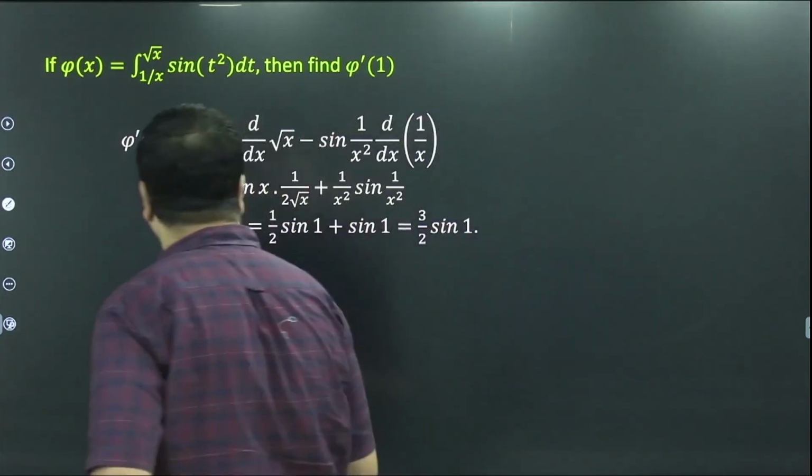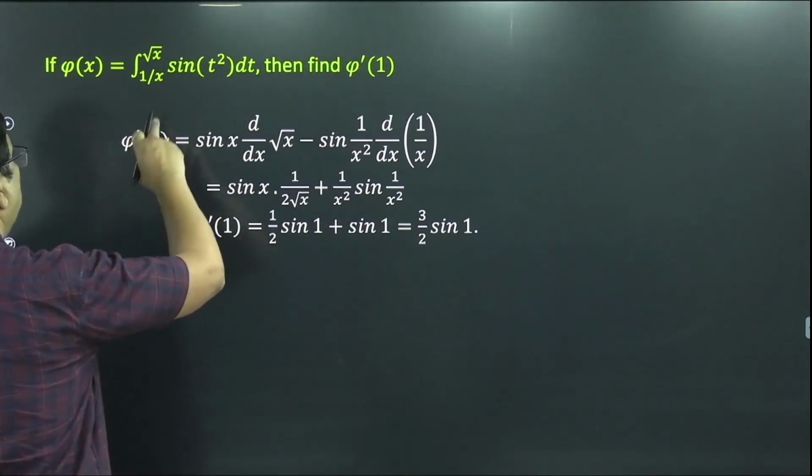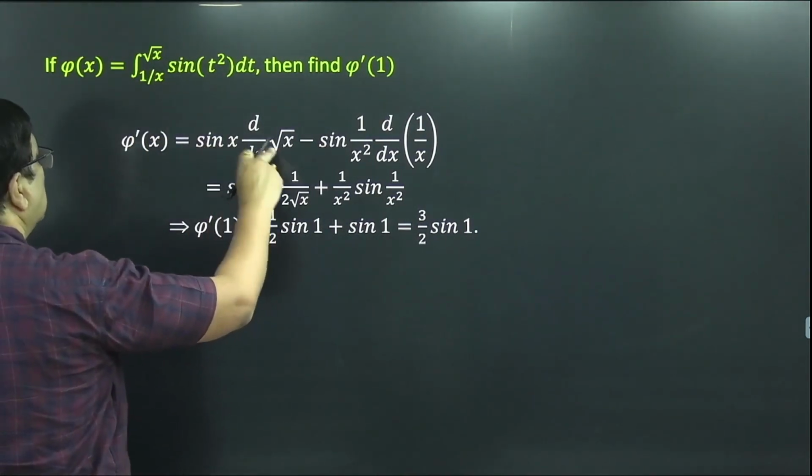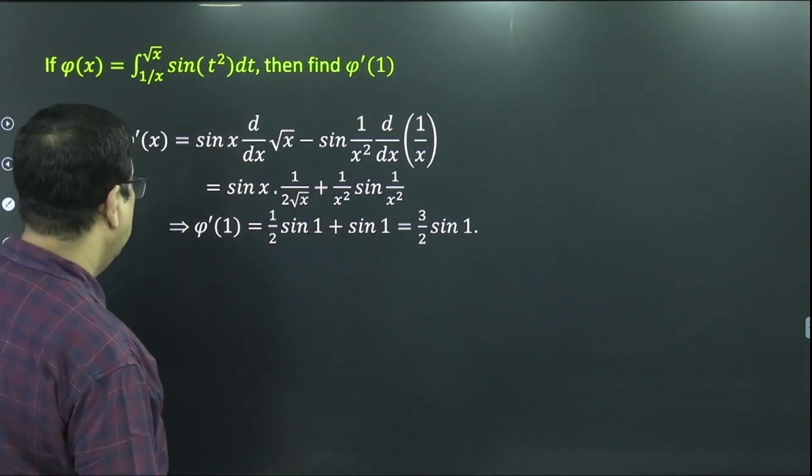Next. So here also the same thing. If we apply the derivative, the derivative of the function of the upper limit and the derivative of the function of the lower limit, we get the result here.